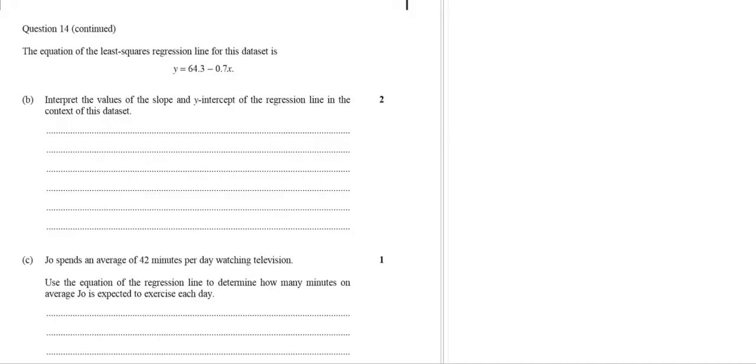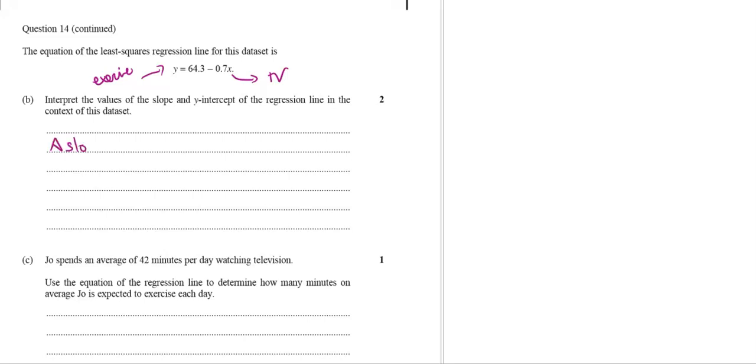We're told that the equation of least squares regression line for this data set is y equals 64.3 minus 0.7x. Part B says interpret the values of the slope and y-intercept of the regression line in the context of this data set. Pause here to try yourself. Okay, recall which one was x and which one was y. Y was minutes exercise and x was minutes of TV watching.